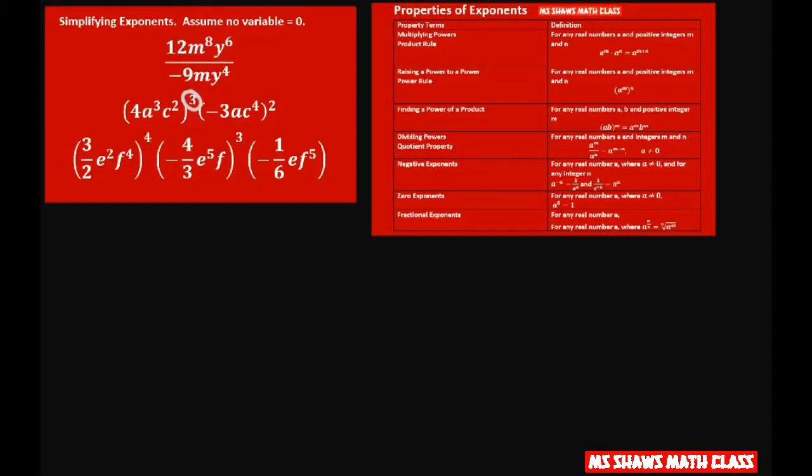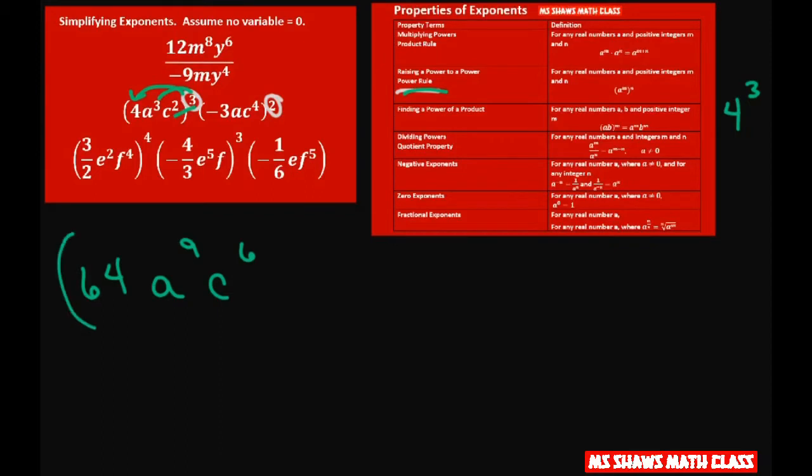We want to take care of these powers here using our power rule. And we want to not forget, you also have to do that 4. So 4 cubed, 16 times 4 is 64. So that's 64. And then you're going to use your power rule. And 3 times 3 is 9. So that's a to the 9th power. And then write your base of c. Multiply those two. That's c to the 6th.